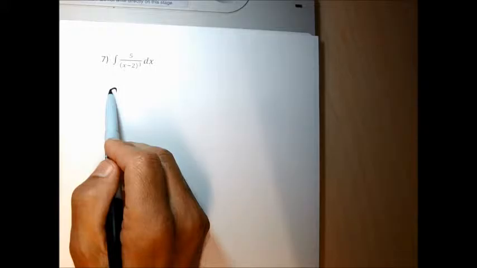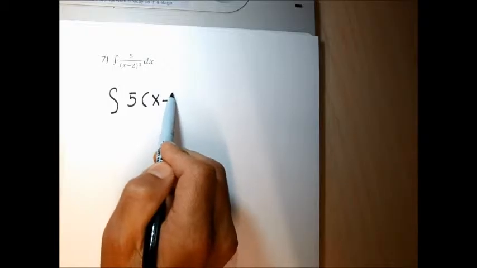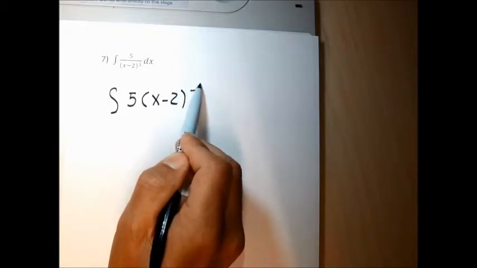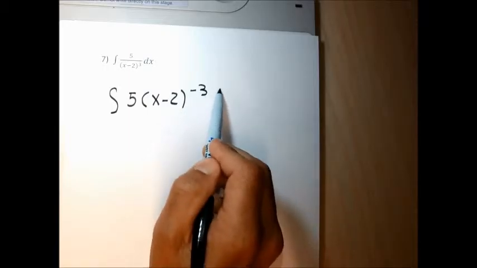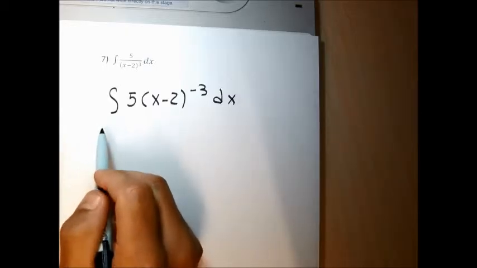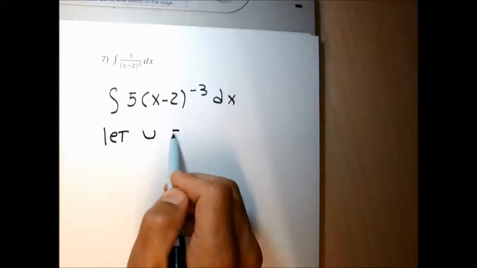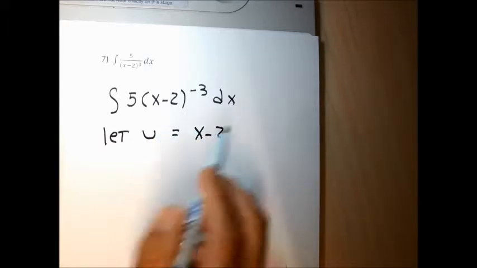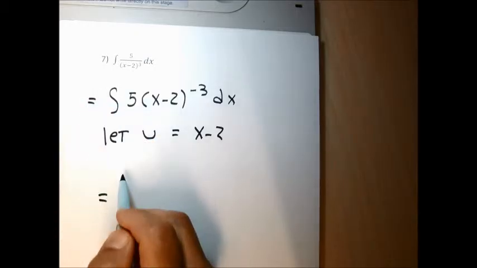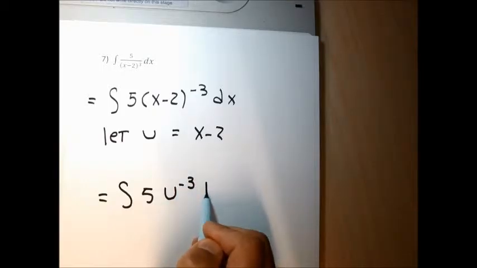7, 8, 9 are u substitutions where you're going to have to multiply before you can really do the u substitution. On 7, I'm going to need to write this problem with a negative exponent because it just makes it easier to do everything. So I have a parentheses with an exponent, and generally you let u be the contents of that parentheses. So I'm going to let u be x minus 2. And that allows me to rewrite the problem as 5 times u to the negative 3 dx.